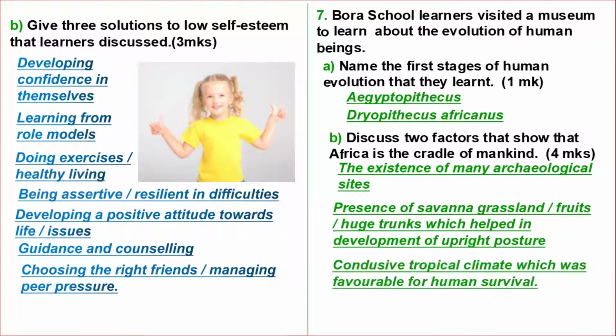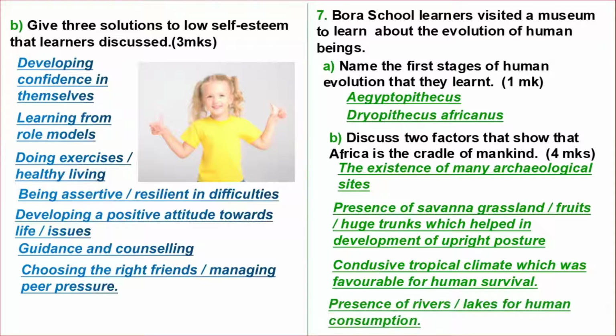Then we have conducive tropical climate, which was favorable for human survival. And lastly, presence of rivers or lakes for human consumption. So we have existence of many archaeological sites or prehistoric sites, presence of savanna grassland, conducive climate, and rivers or lakes. All right. Question number 8.